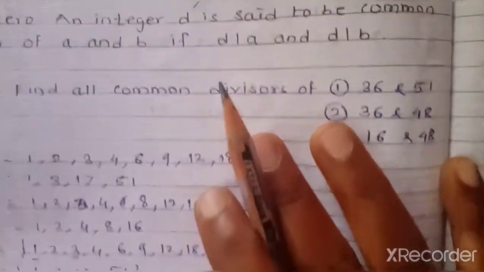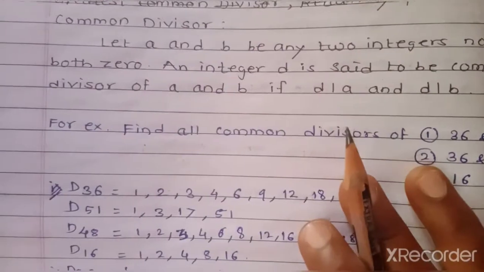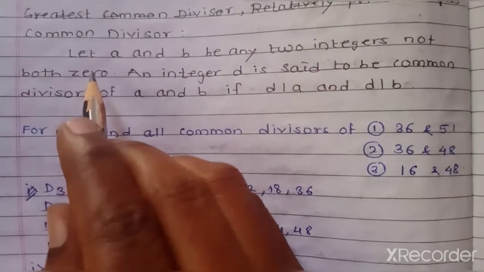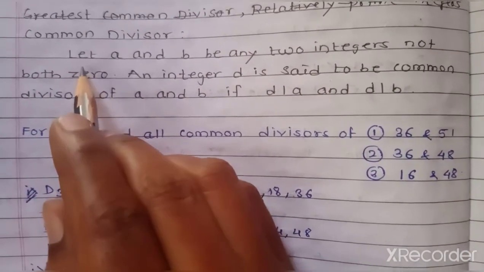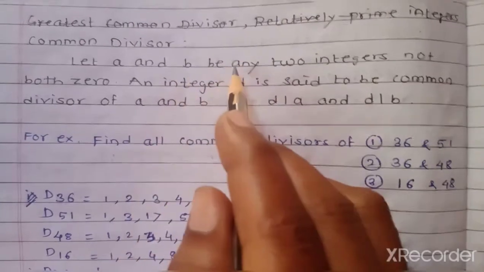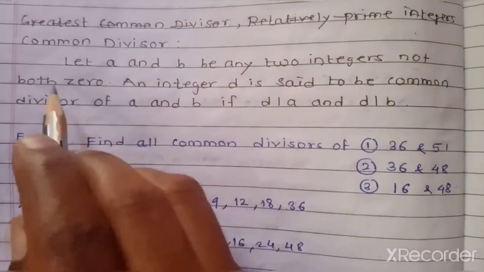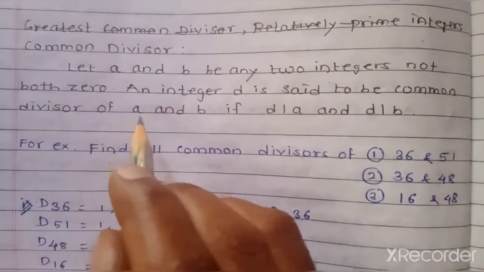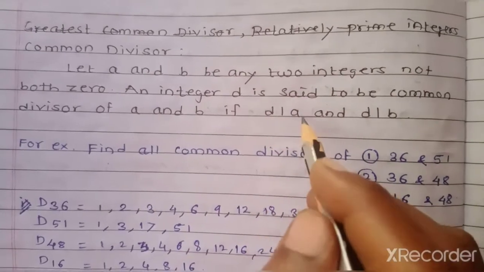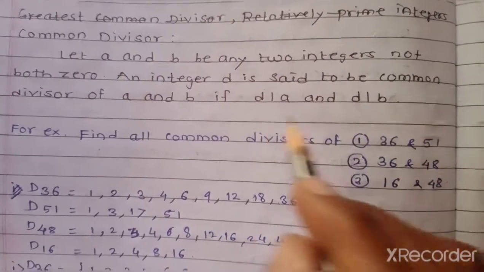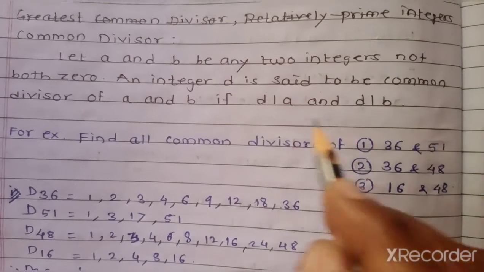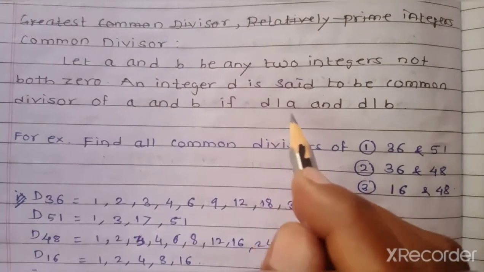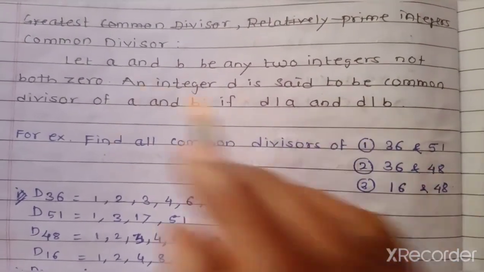Next we discuss the definition of common divisor. Let small a and small b be any two integers, not both 0. An integer d is said to be a common divisor of a and b if d divides a and d divides b also. This is the mathematical condition used for finding the common divisor. Those numbers that divide both numbers, we say that number is a common divisor.